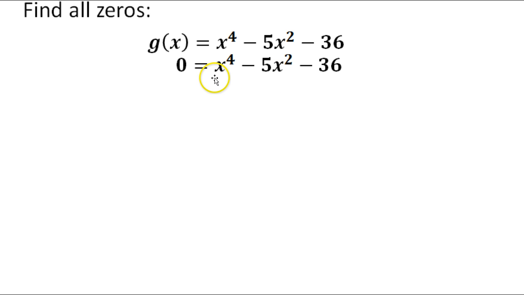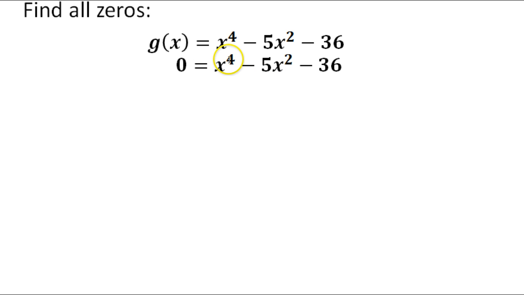If this said x squared minus 5x minus 36, we could factor that one. For 36, we need two numbers that multiply together to give us negative 36, but add together to give us negative 5. We think about that for a little bit, and then we find out that it's 9 and 4. That would be a negative 9 and a positive 4. Well, the same rules are going to apply here.